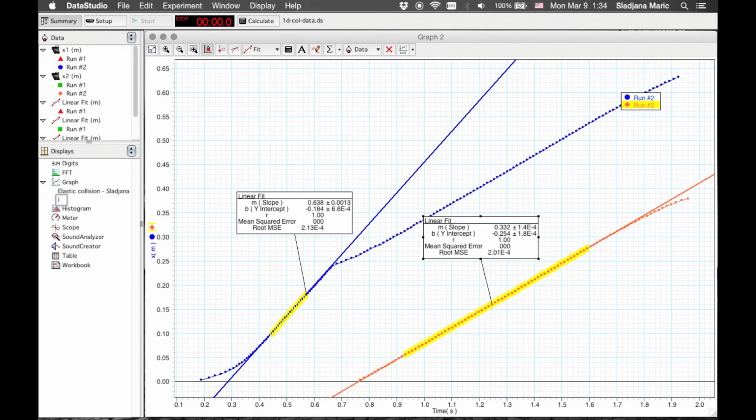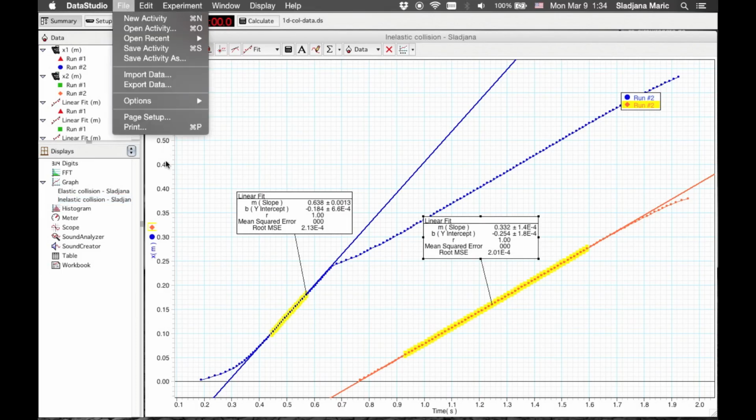So label it as inelastic collision. And then write your name, yours and your partner's name. And now go ahead and print a copy of this graph for you and for your partner.